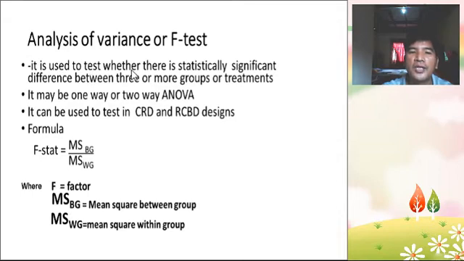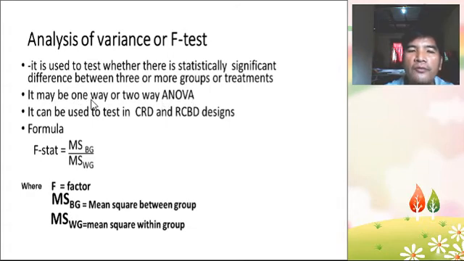It is used to test whether there is a statistically significant difference between three or more groups or treatments. You can only use analysis of variance if there are three or more treatments. If there are only two treatments, you can use the t-test. Always remember that there should be three or more groups or treatments. It may be one-way or two-way ANOVA.